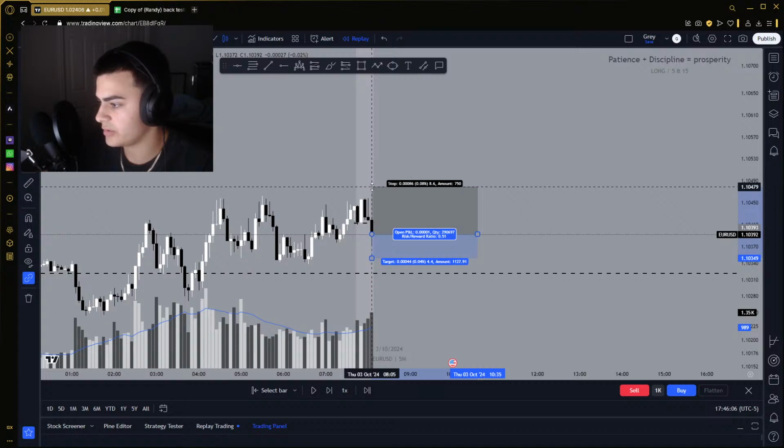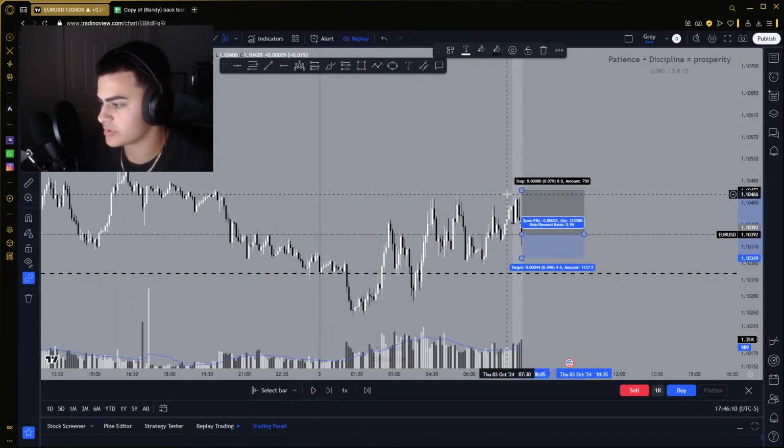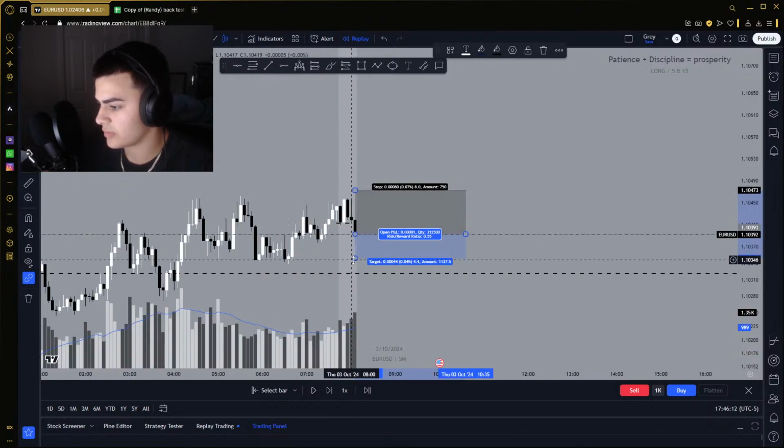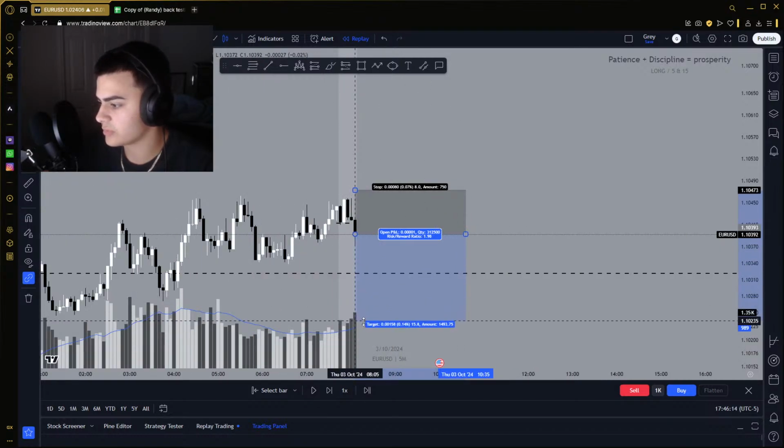Entered my 8, which is up here right above it, and looked for my 1 to 2. Let's check out the higher time frames.